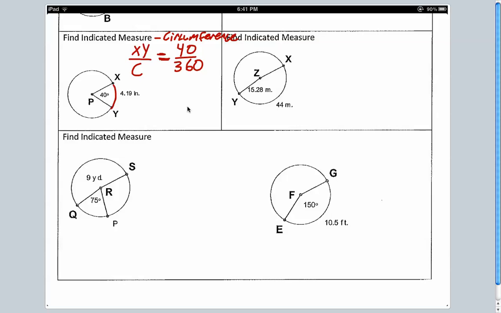Equals 40 divided by 360. So xy is 4.19 divided by c equals 40 over 360. I'm going to leave that as 40 over 360 as a fraction, not simplify. To solve this, I would cross multiply, right? I'm going to take c times 40, 4.1 times 360, and you should get down to c equals 37.71. Okay?